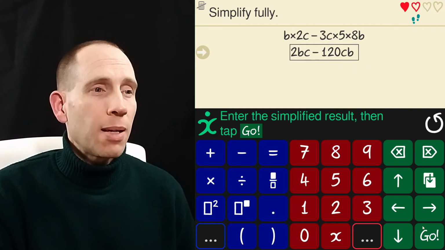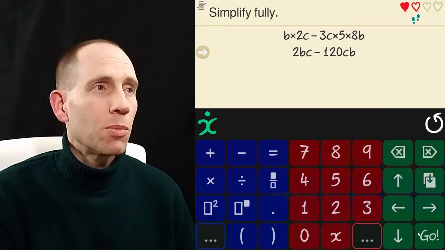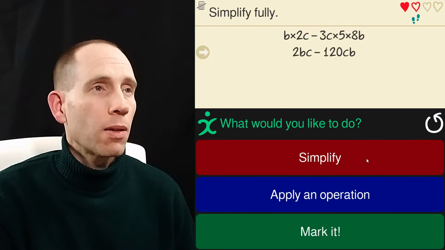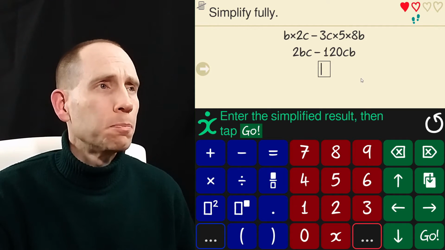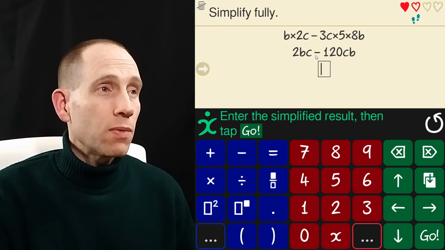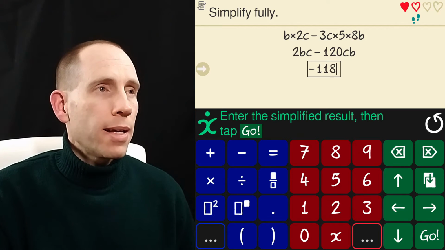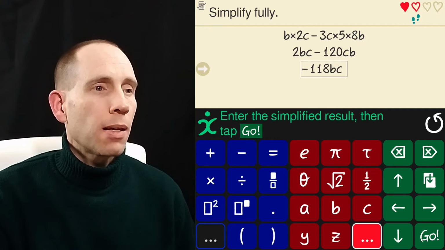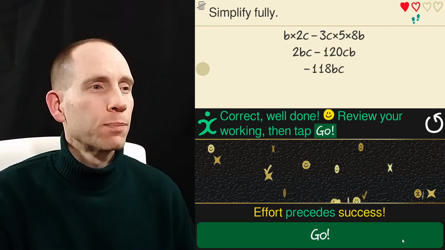So this is now the same type of term, but I think I've done quite a lot of simplification on this line, so I'm just going to do a new line. Okay, you like that line, that's good. And then I'm going to collect these terms on the next line, so I'm not doing too much on one line. So positive 2 take away 120, I think is going to be negative 118 BC. There we go, and it likes that as well. Okay, there we go.